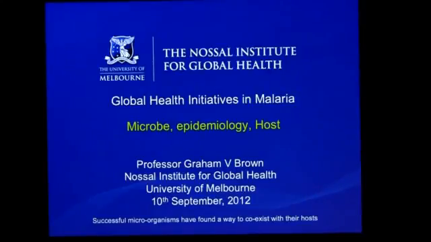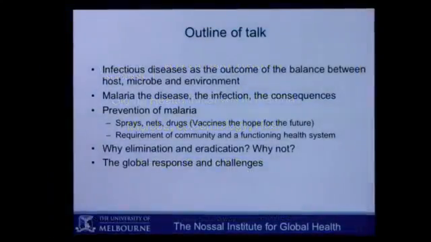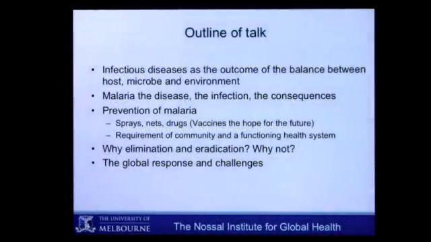So what I want to tell you a little bit about is to remind you of that theme, what infectious disease is. Then I want to talk about malaria, the disease, as opposed to malaria, the infection, and the various consequences. And then to the bigger picture, if we're looking at a global approach to prevention of malaria, what are the tools that we have? And then Bill and Melinda Gates called for eradication of malaria. Is it reasonable? Is it possible? And why did they do it? And then what's been the global response and the challenges?